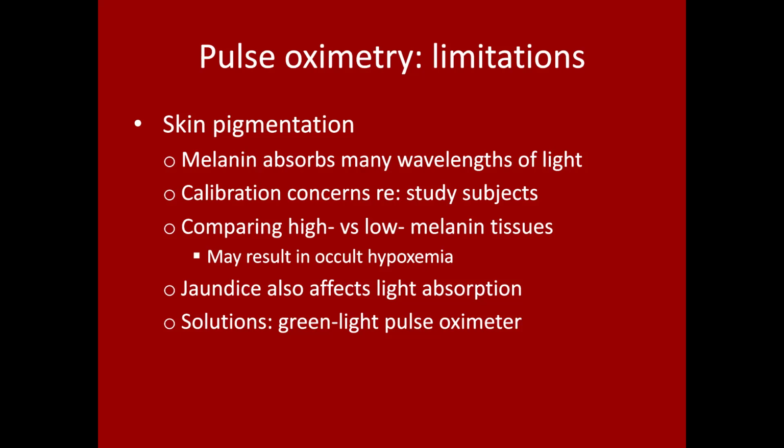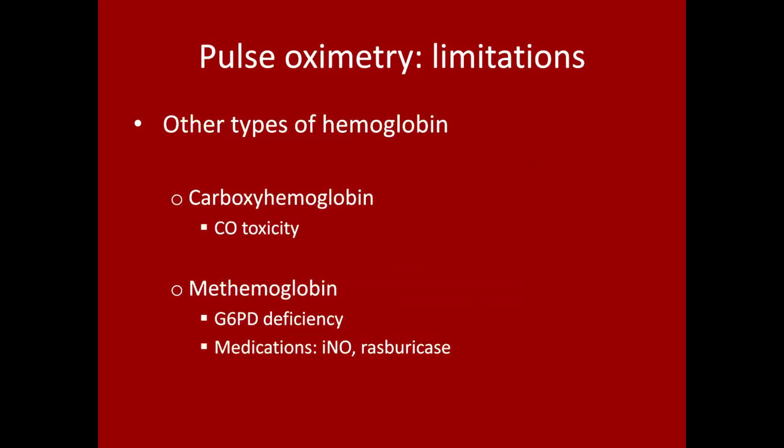Additionally, and particularly pertinent to pediatrics, jaundice also affects light absorption. As you can probably imagine, babies that are yellow or orange from high levels of jaundice, that may affect their pulse oximeter readings as well. So that's an important thing to keep in mind. In the works, there are some companies trying to design a better pulse oximeter using different wavelengths of light, such as green, and those are still to be unveiled. But hopefully, that will help with the issues we see surrounding skin pigmentation.